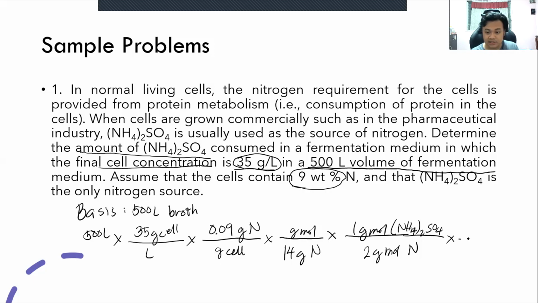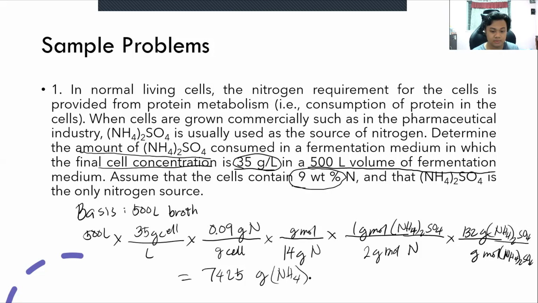And then let's just multiply to get the mass of the ammonium sulfate that was used in the fermentation. We just have to multiply it by its molar mass. The molar mass of ammonium sulfate is 132 grams. Okay, so get your calculator and solve this. The final answer is 7,425 grams of ammonium sulfate. Okay, so that's the final answer.